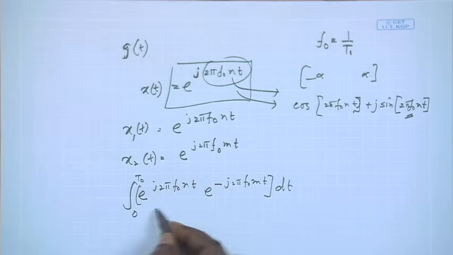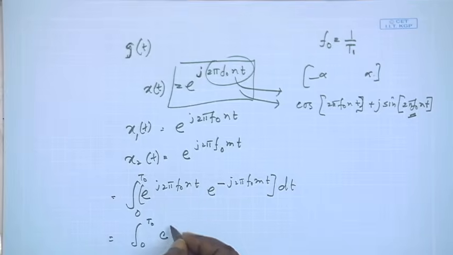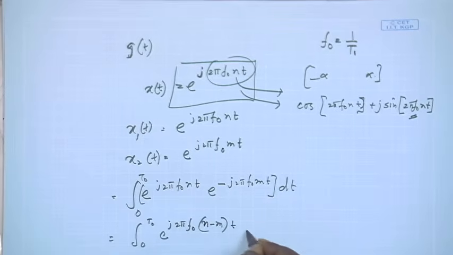Okay. Now, let us try to evaluate this. It should be the integral from 0 to T0 of e to the power j 2 pi f0 (n minus m) t dt, right. Now, this integration, how much should it be?